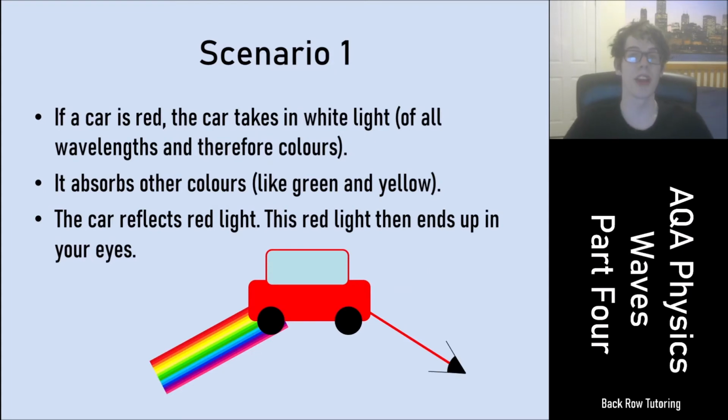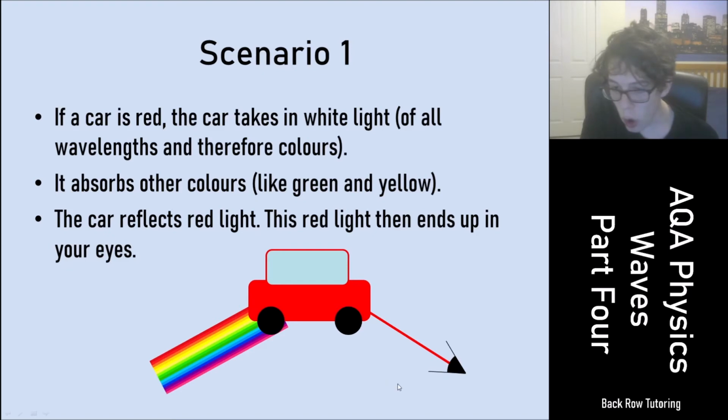Let's have a look at some scenarios now. So, scenario 1. If a car is red, the car takes in white light of all wavelengths and therefore colours. It absorbs other colours like green and yellow, but the car reflects red light. This red light then ends up in your eyes.